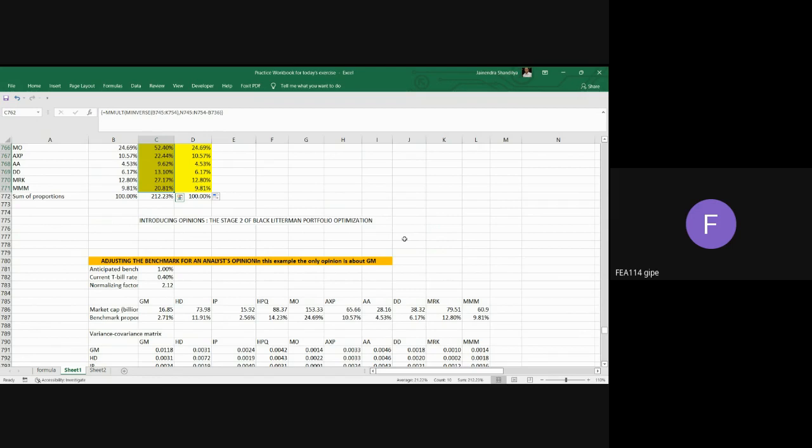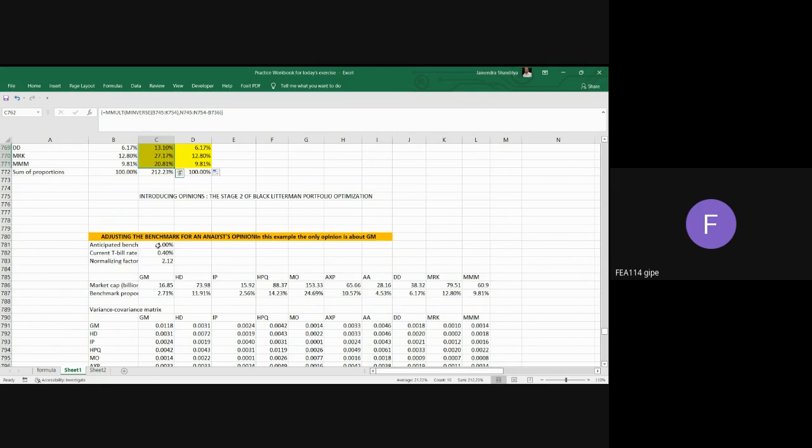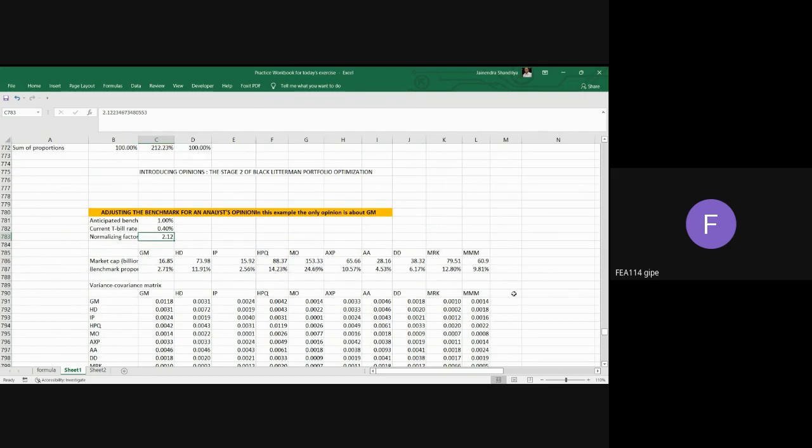So anyway, we are going to talk about introducing opinion. Here what we are going to do is use the same anticipated benchmark return of 12%, because that is the long-term average return of the benchmark. The benchmark is the same, the treasury bill rate is the same, and the normalizing factor is the same 2.12. So I have exactly copied whatever we saw and introduced nothing extra.